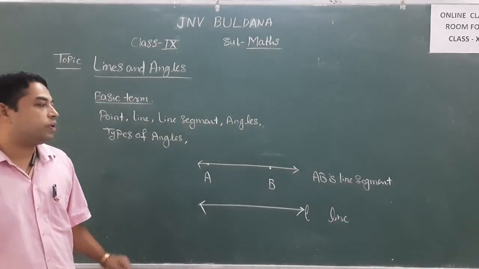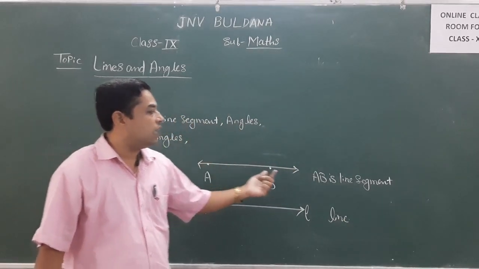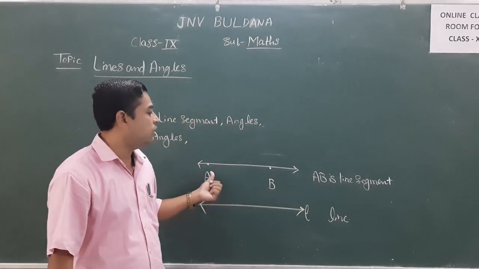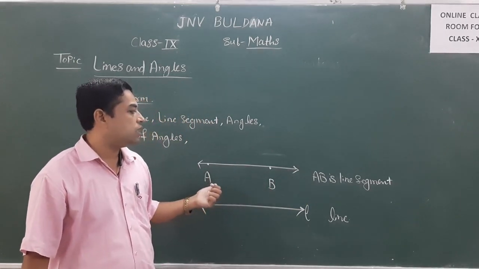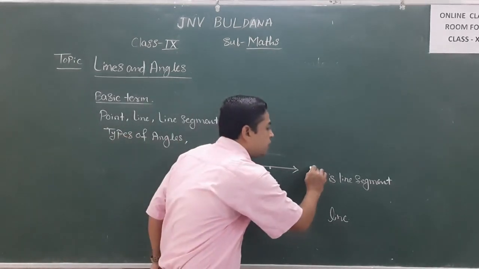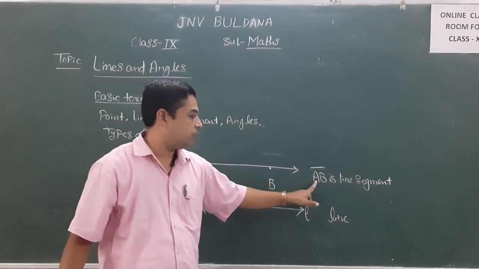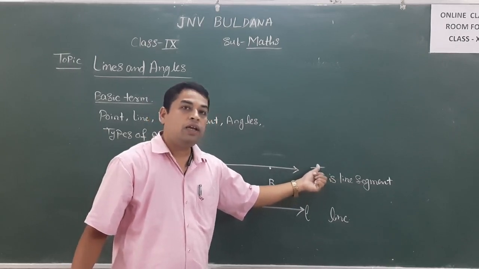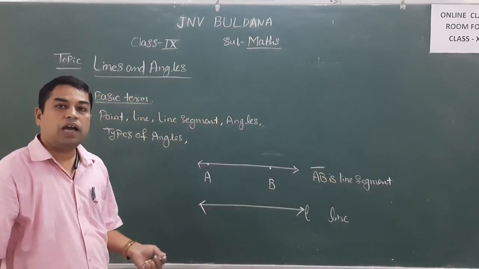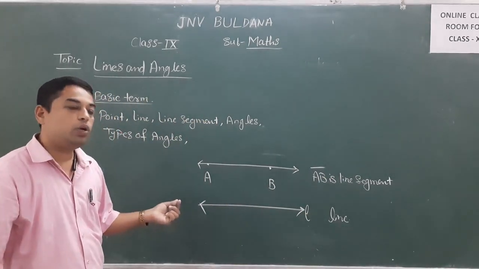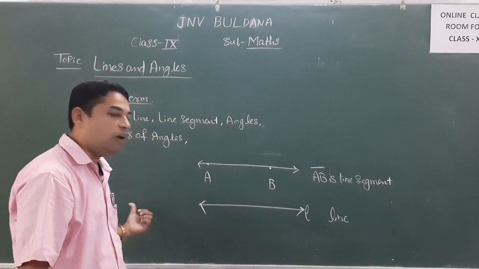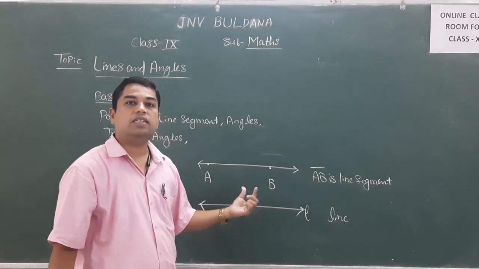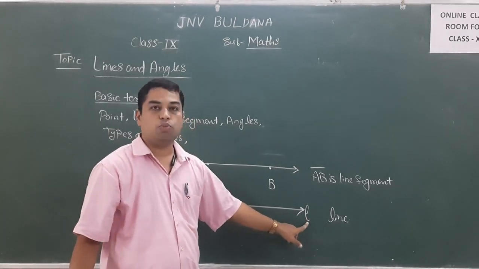In geometry, how do we represent it? Whenever we represent a line segment, we use capital letters from one point to another point, the distance between the 2 points A and B. The line segment AB is represented like this: AB with a bar above it. But a line means one endless length. You can extend it either to the left side or the right side, according to your requirement. The endless length is called a line, and a line is always represented by a small letter.